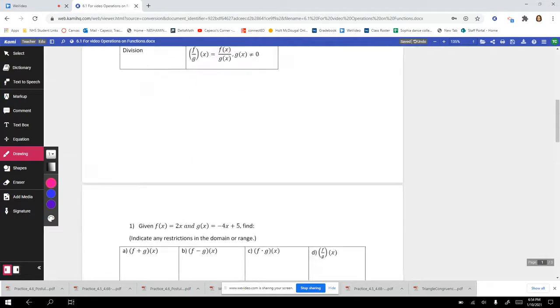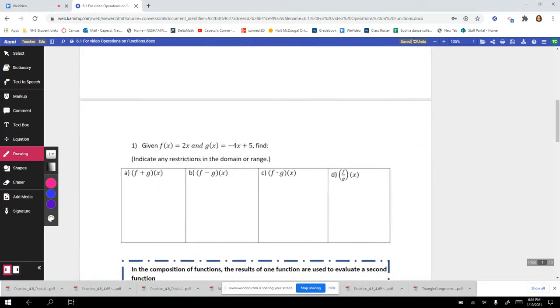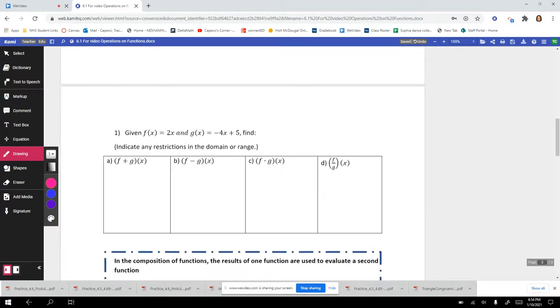So given f of x is equal to 2x and g of x is equal to negative 4x plus 5, we're going to find the following. And again, we want to talk about any restrictions we have. So when we're adding f of x and g of x, I get 2x minus 4x plus 5. So that gives me negative 2x plus 5.